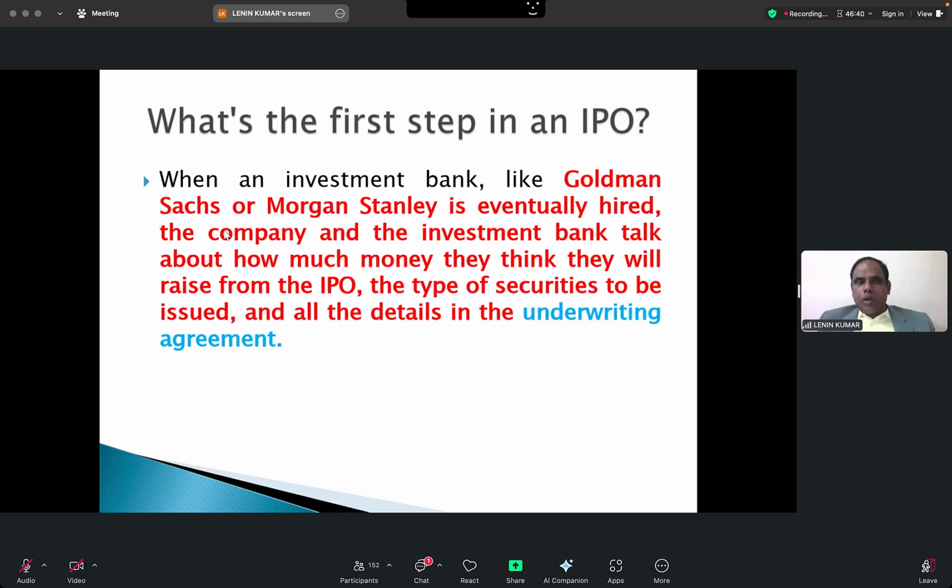The example I have given you is Goldman Sachs or Morgan Stanley being hired. Is that clear? But in our case, NBD and Lulu are entering into an agreement. Lulu is asking NBD how much money you will pour in or bring in, and what type of securities you are going to deal with. All those things will be in written format. Is that clear? Okay. Right.